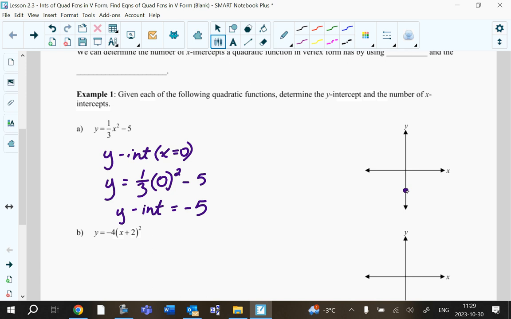Now the only other thing I need to worry about is, does it open up or down? It's positive in front of the 1/3, so it opens up. I'm not sketching it perfectly because remember, all I want to do is find out how many x-intercepts there are. And in this case, there'll be 2. Okay? So 2 x-intercepts.